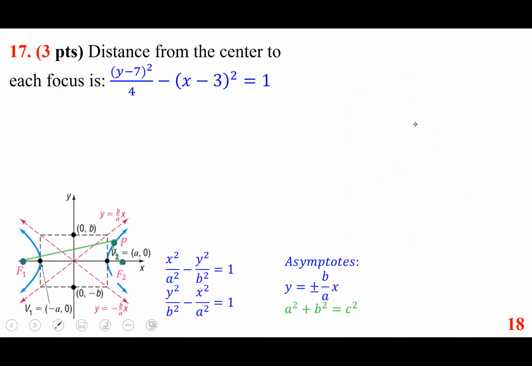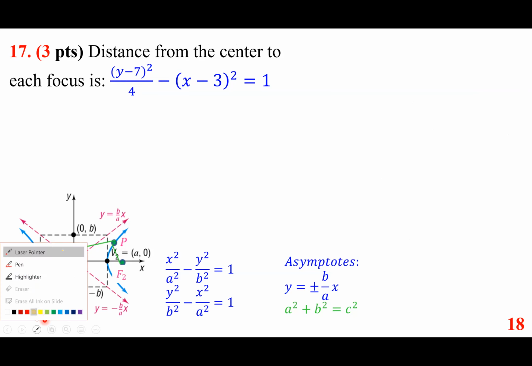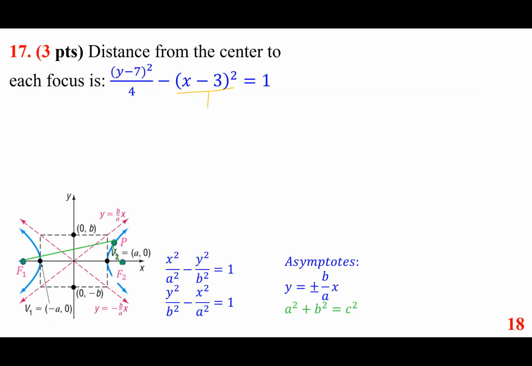Distance from the center to each focus is, in this example, and we notice it's a hyperbola because of this. And the center, according to this format, is located at (7, 3) with A being square root of 4 or 2, and B is 1. The reason is because when we don't have a denominator, the denominator is 1. Therefore, B squared is 1 and B is 1. So that's the thing. And if we calculate the value of C, that's the answer to the question.